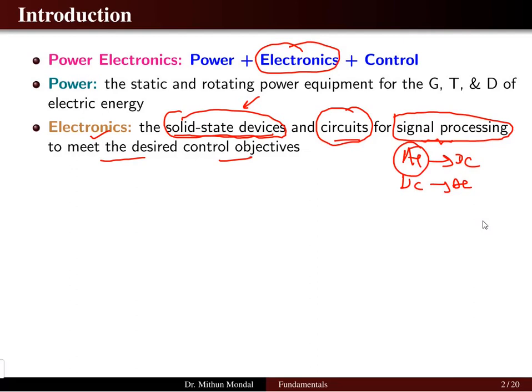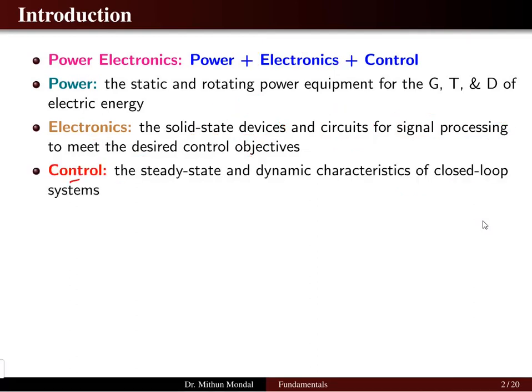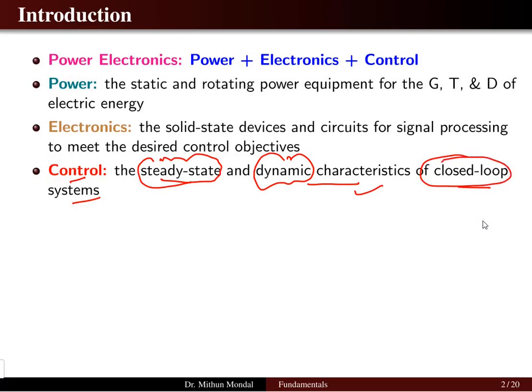to another frequency. When we talk about the control, we are basically discussing the steady state and dynamic characteristics of closed loop systems, because this power is controlled in order to generate and transmit under steady state conditions, and during the dynamic conditions, that characteristic has to be controlled under closed loop conditions. Closed loop conditions means there will be a feedback path for the controlled system.